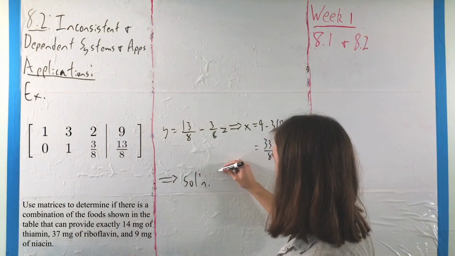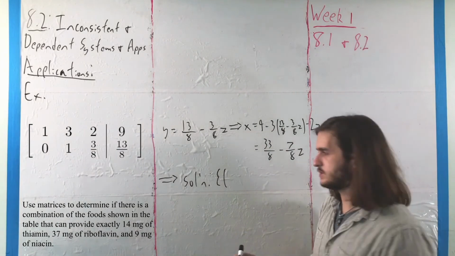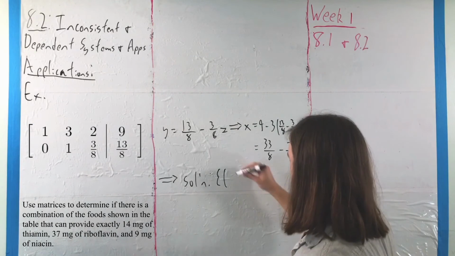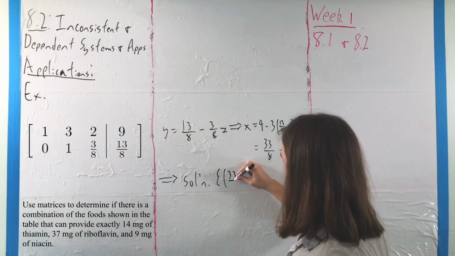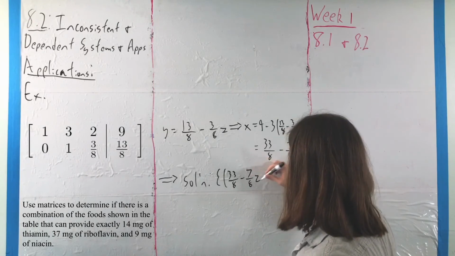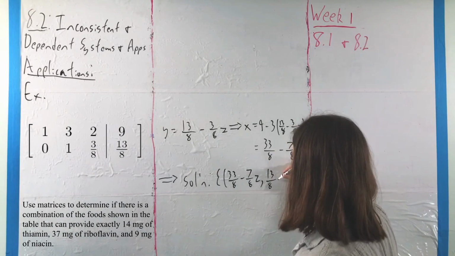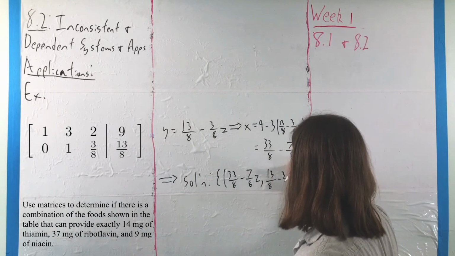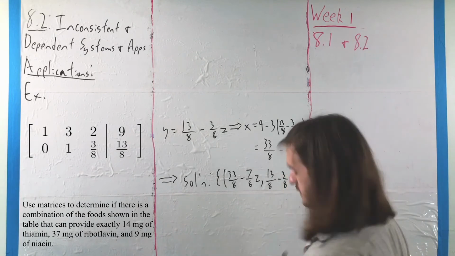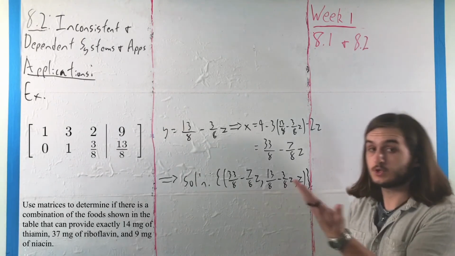So at the end, our solution is going to be a set of values that here, because we solved it in this way, like we usually do, but for no better reason than consistency, will depend on z, and is of the form 33/8 minus 7/8 z, 13/8 minus 3/8 z, and then z can do whatever z chooses. Z is free because our solution depends on it.